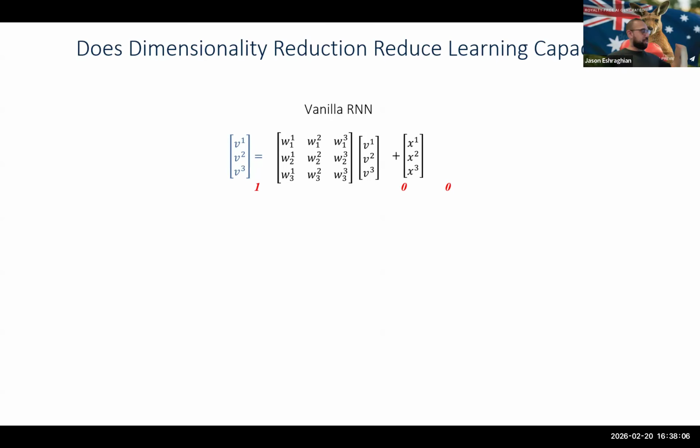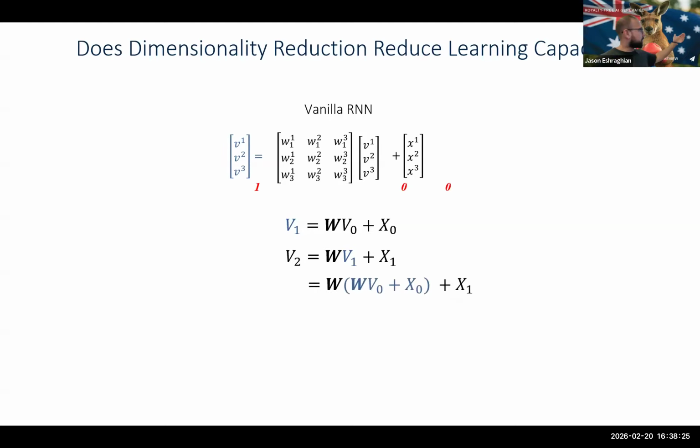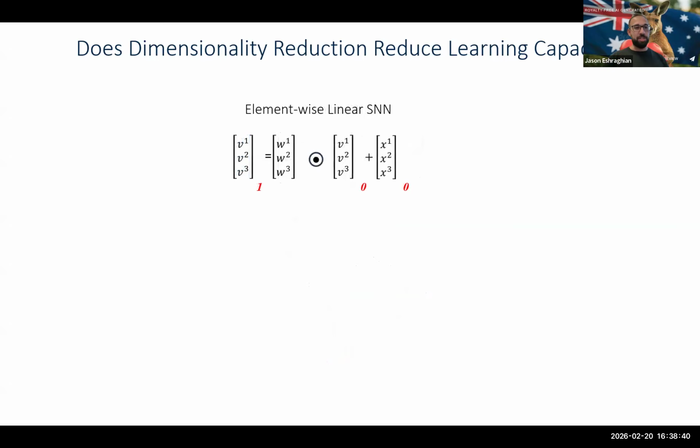In a vanilla RNN, just simplifying the equation, removing the nonlinearity, and vectorizing all of my notation, I get my hidden state equal to my dense transition matrix multiplied by my previous hidden state, plus my input x naught. At the next step, just increment all your subscripts. If we substitute V1 into the second line and expand that out, we see W squared. W squared is expensive, right? That's matrix-matrix multiplication, which scales cubically with the dimensions of the matrix.